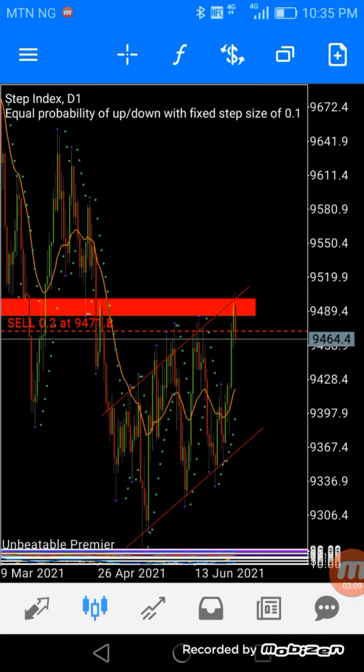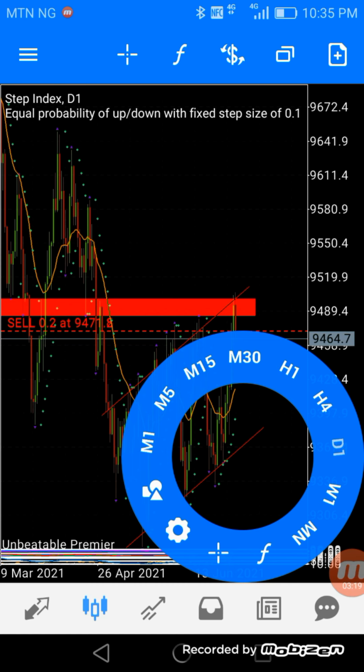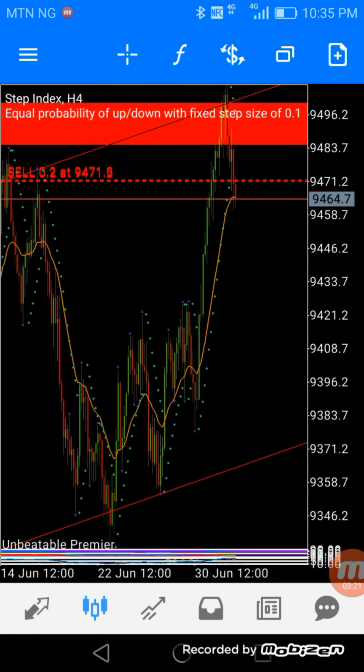So what I'm going to do now is go to a lower time frame. Remember that this is the daily time frame where we enter the trade from. Now let's see what is happening on a lower time frame. This is H4, the 4 hours time frame.